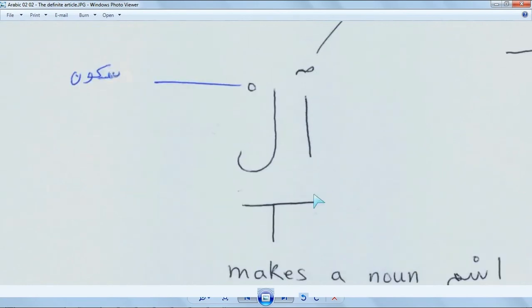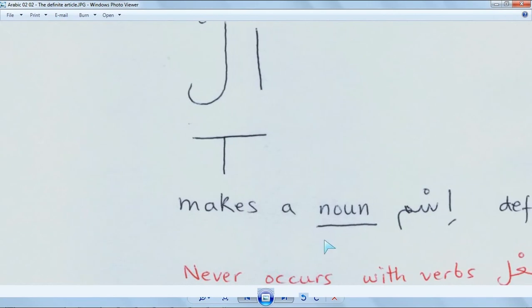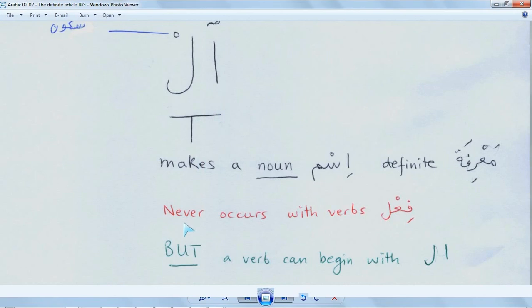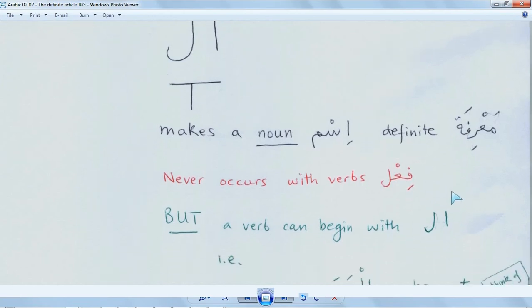So al is used to make a noun definite. Okay. Now, what do we call definite nouns in Arabic? Ma'rifa. The most important thing to know about this al is that it never occurs with verbs. So just to recap, Arabic words are divided into three types of words: ism, fi'l, and harf. Ism are nouns, fi'l are verbs, and harf are particles. That was the 0th lesson.